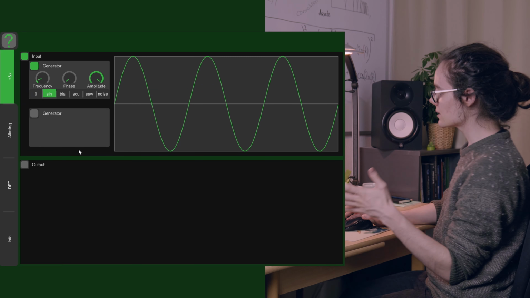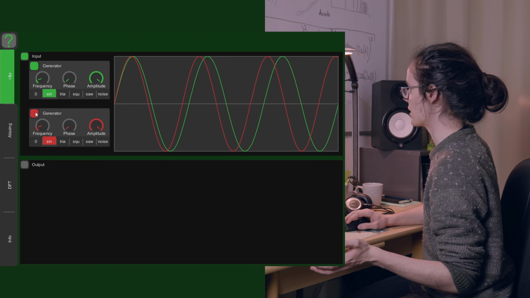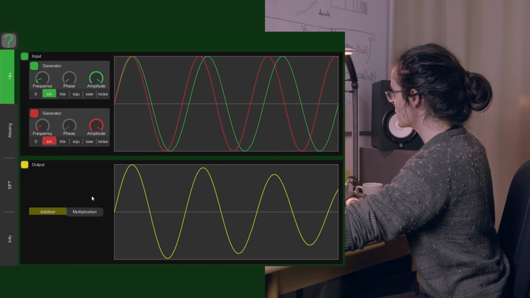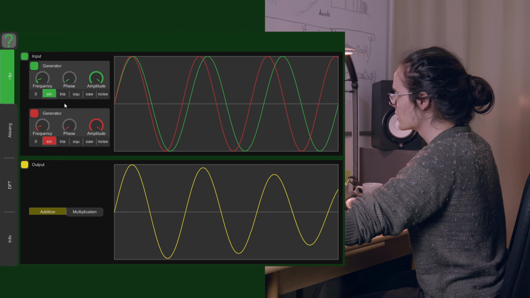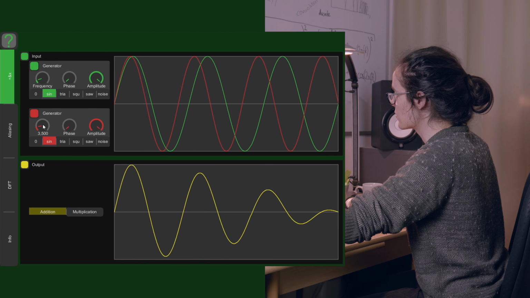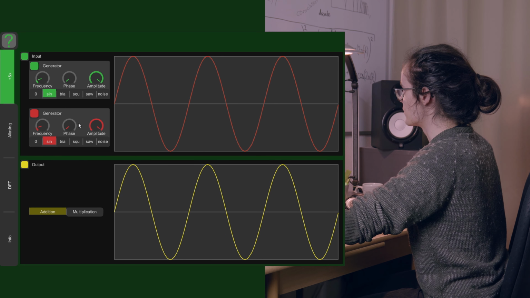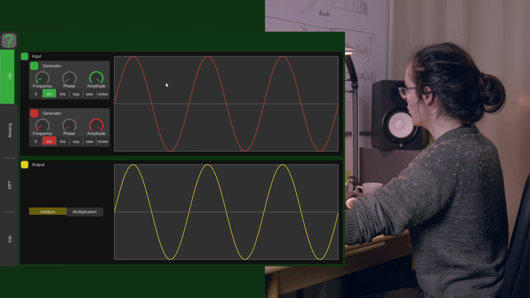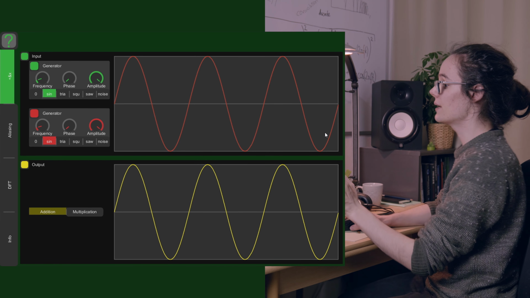So now let's look at what happens if we have two generators and how they combine together. Let's turn on the output to see how they add up. And let's first try out the following. We set both of these frequencies to exactly 3 and the phases to the same value. And now you will see they perfectly align. They are totally in phase.